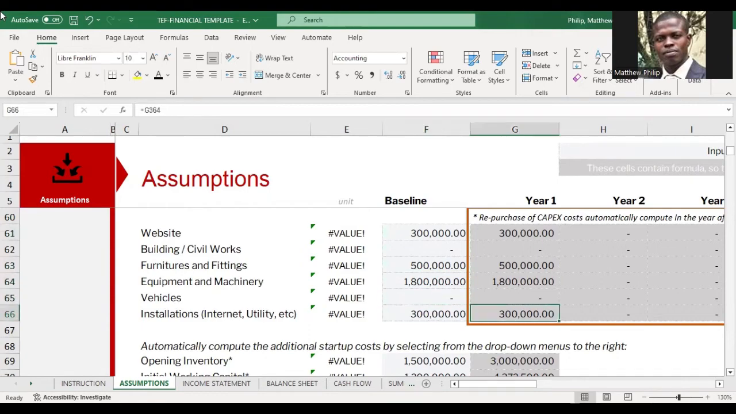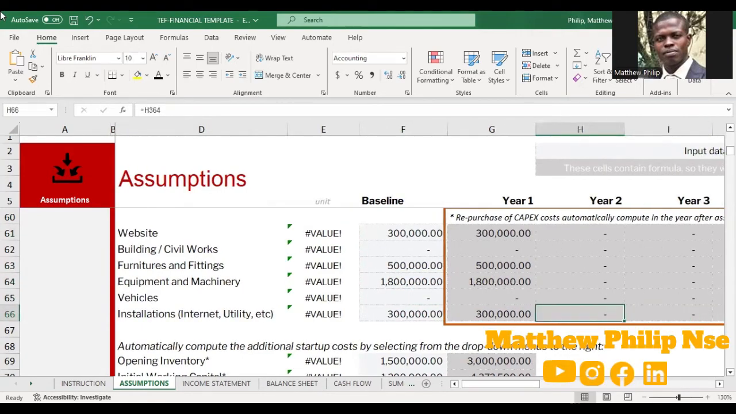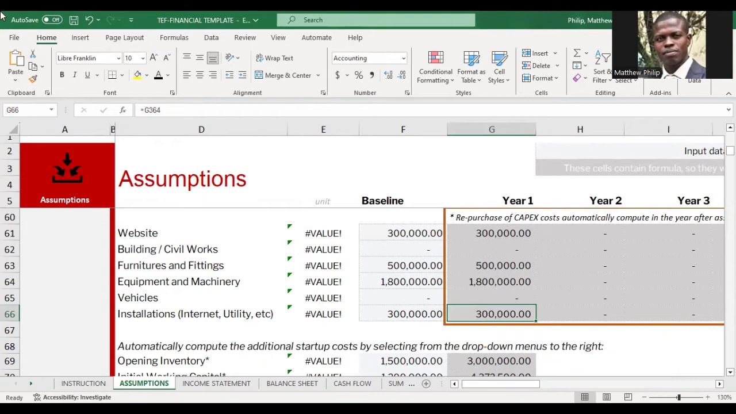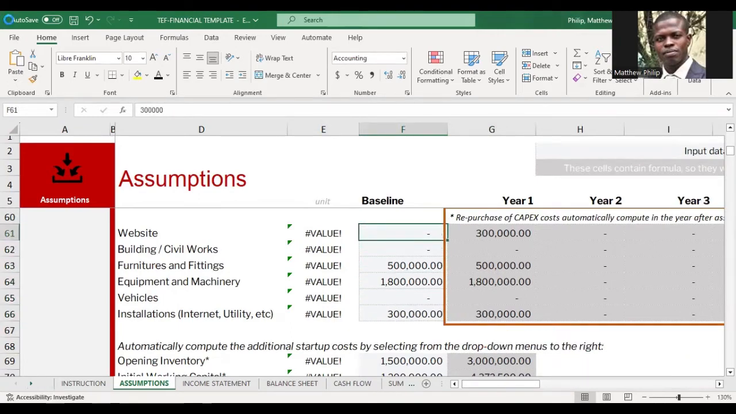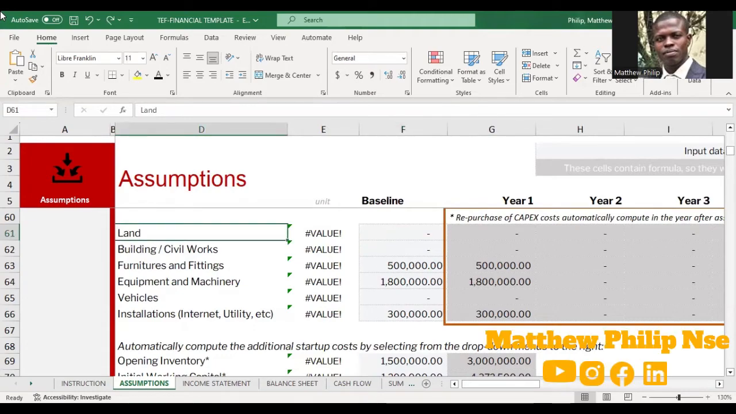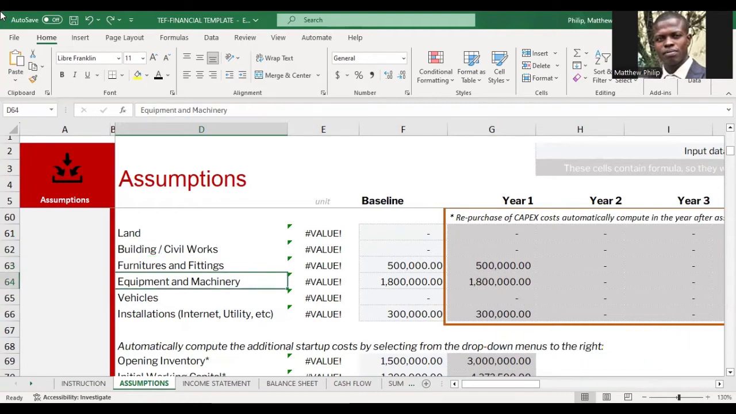Please note that while filling this segment, you are only expected to fill only this column, okay? Do not fill the shaded portion. If you fill the shaded cells, you are going to disrupt the formula that has been programmed on this template. Fill only this column, okay? So let me take it back to where it was before. All right, let's proceed to the next one. This is the total capital for capital expenditure.